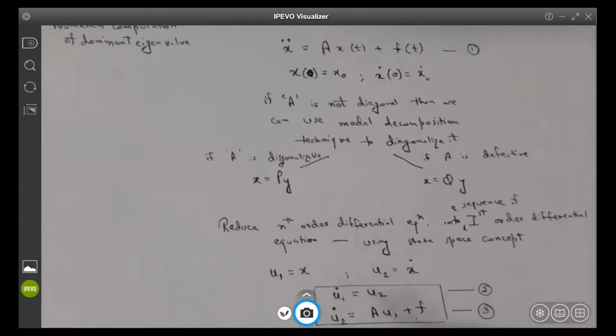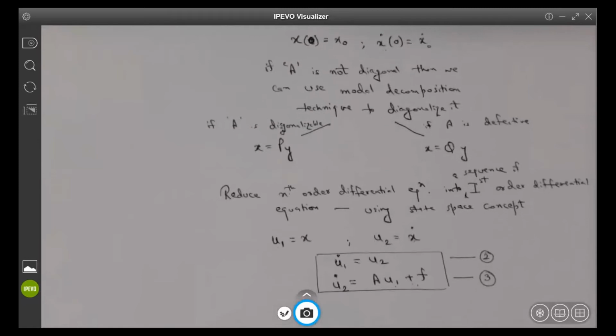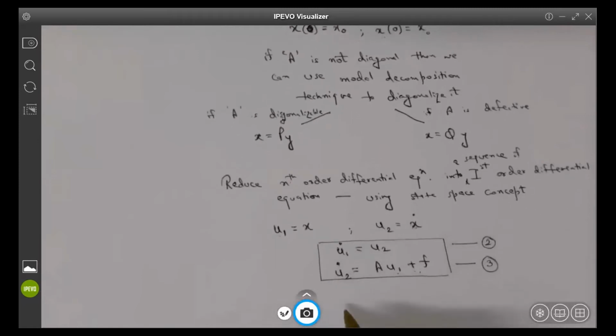So for an nth order equation, we can only have n state variables. There will be n state variables for an nth order differential equation. So at second order, we have 2 state variables. Third order, we'll have 3 state variables. Nth order, we'll have n state variables. And the derivative is only the first derivative. Every equation will have only a first derivative.